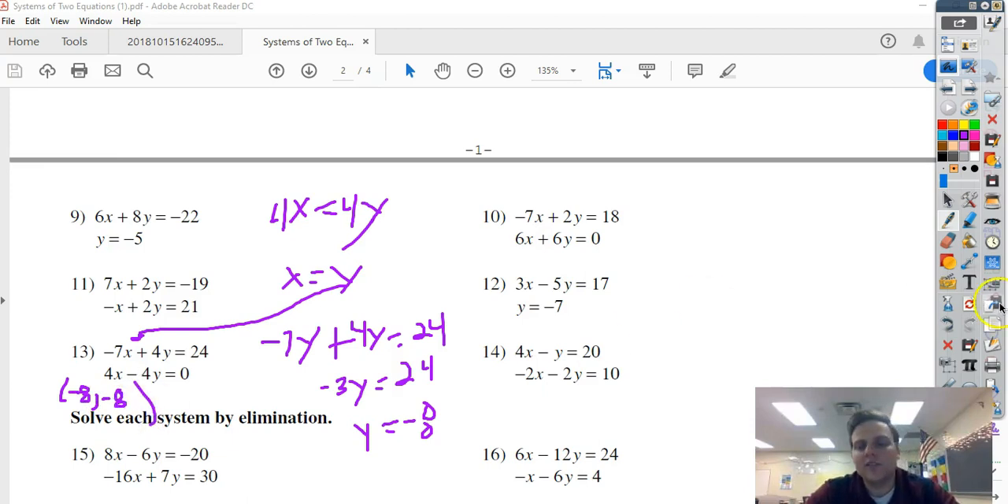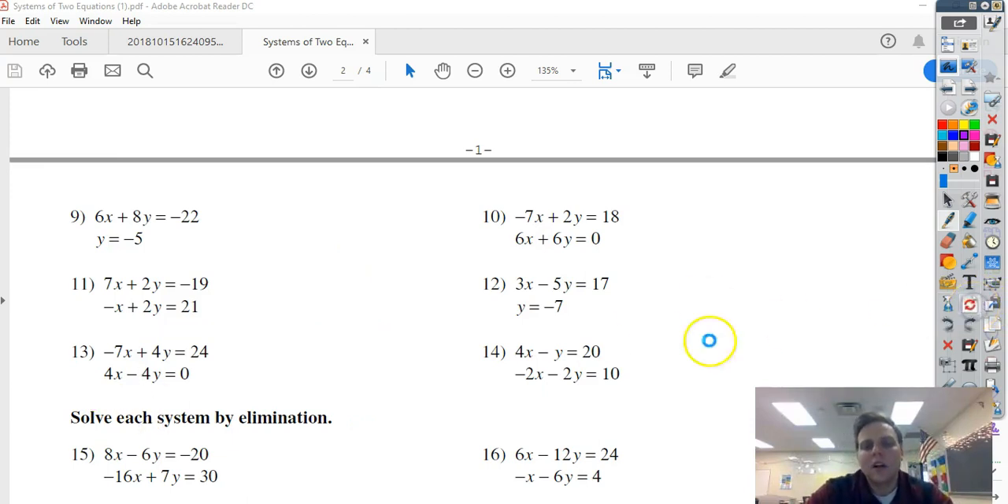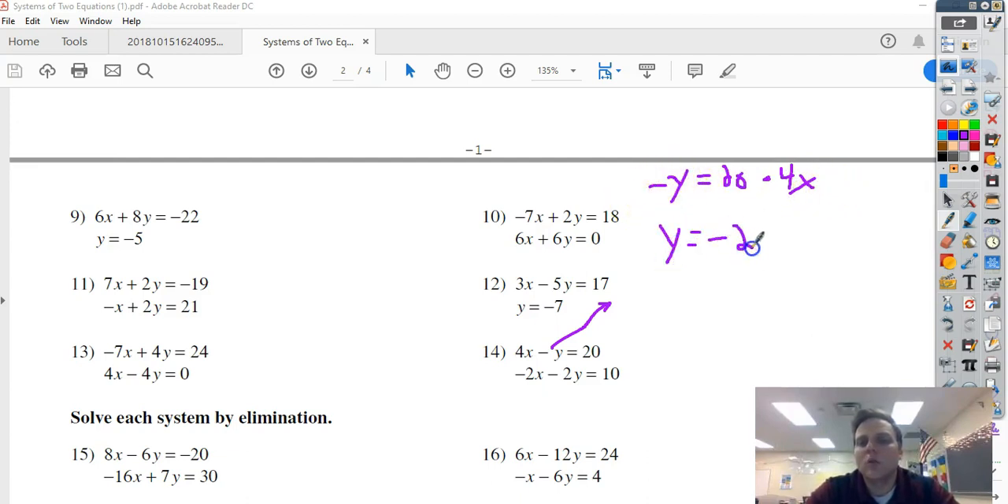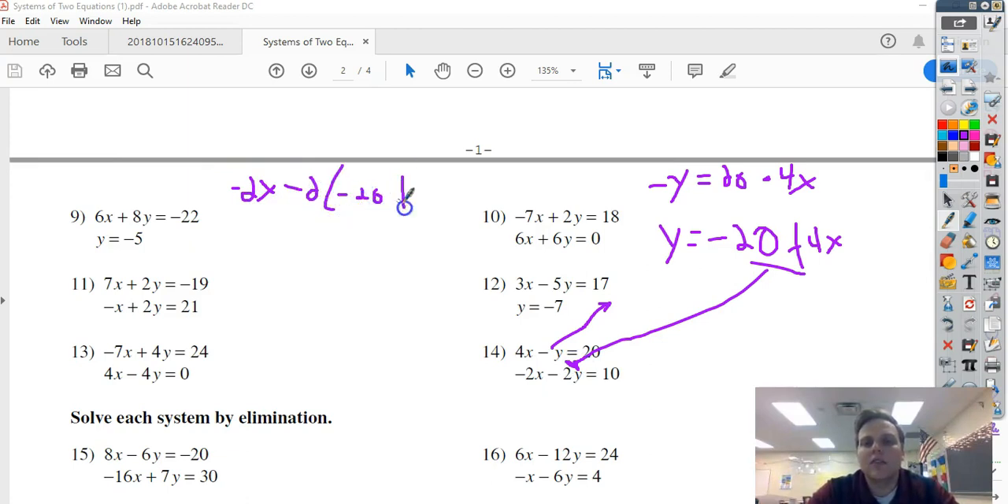Last but not least, 14. Try 14 on your own if you haven't yet. Okay. On 14, I personally would solve, either one looks fine. I'm going to do the first one. So I'm going to subtract 4x over, so that gives me negative y is equal to 20 minus 4x. Then I divide everything through by negative 1 to make this negative y become a positive y. So I get negative 20 plus 4x. Now I have to take this negative 20 plus 4x and plug it in for this other y right here. So I say negative 2x minus 2 times negative 20 plus 4x is equal to 10.